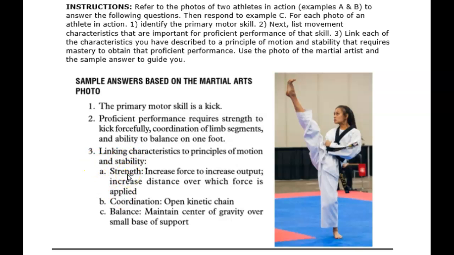So in chapter 3 of your textbook, it talks about the principles of motion and stability. So she has to have strength, right, because she has to stand on the 1 foot and get her foot up high. And so what does that strength look like? Well, it increases the force, okay? So I'm not going to read this to you, but this would be an example of what you would say. Coordination, okay, it's an open kinetic chain, and if you read in chapter 3, it talks about what an open kinetic chain is. And she needs balance, of course, to do this skill.